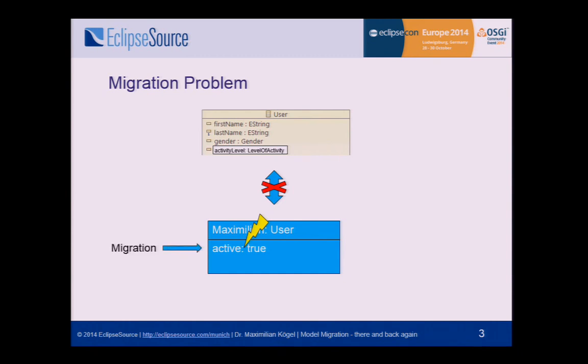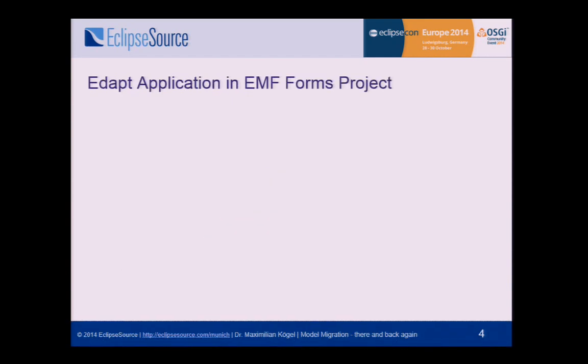And what I need to do is, I need to trigger a migration on the model instances to change the user and to assign some activity level. In this case, I say, okay, if activity was true, I set the activity level to medium. But this is a manual migration step that you would have to do manually in a normal scenario. And this is exactly what Edapt is about. Edapt is about to help you with that.